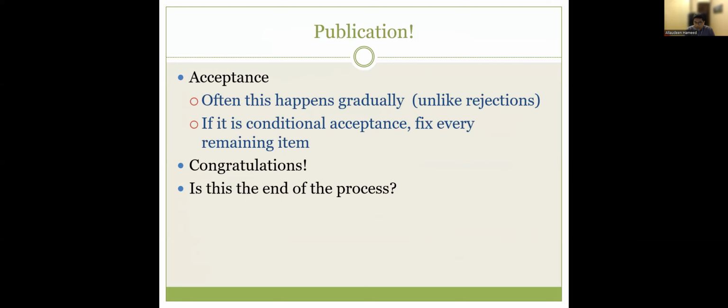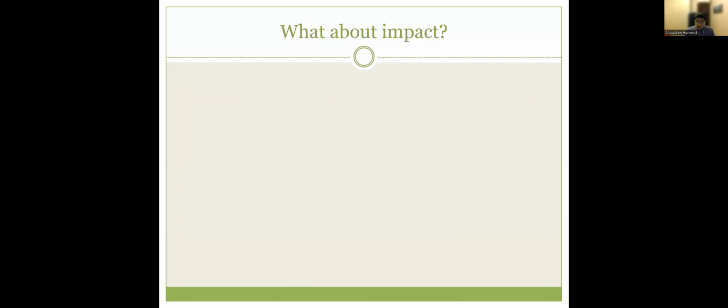So finally, you get acceptance. This is a gradual process, unlike a rejection, which is abrupt. If you get conditional acceptance, then fix every remaining item. Don't take it easy. You just have to make sure that you address all the remaining issues. Is this the end of the process? Not really.